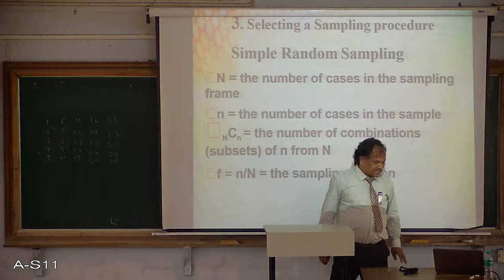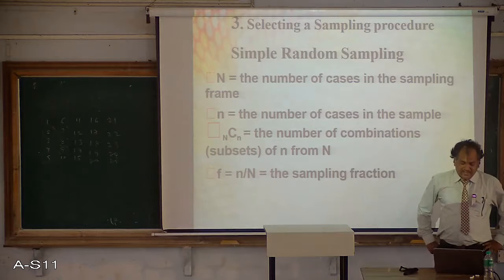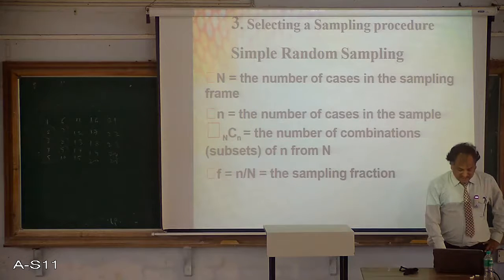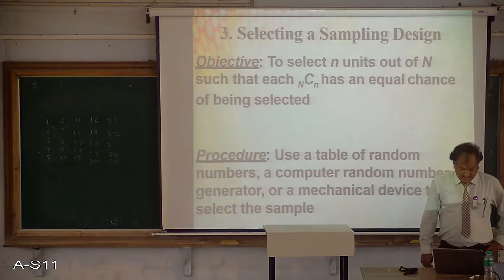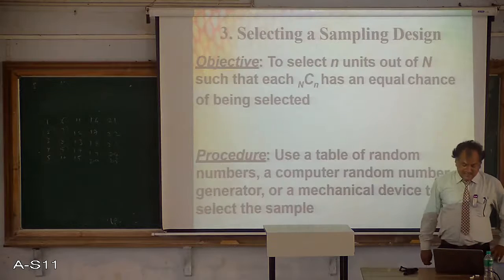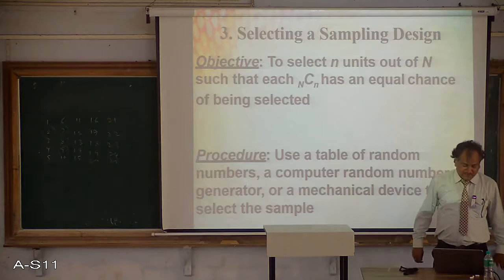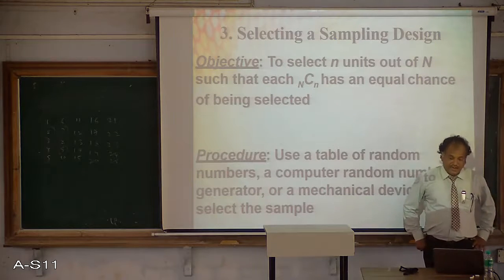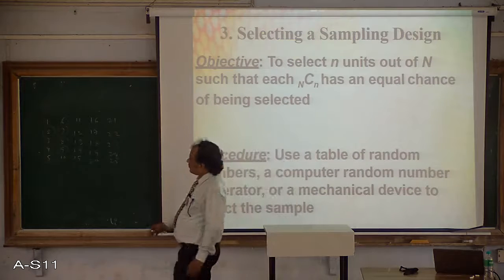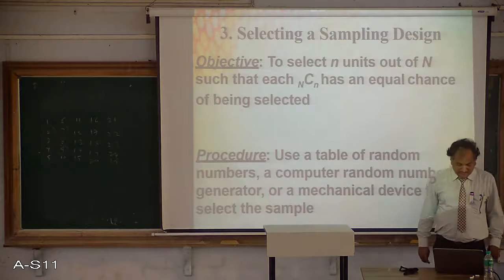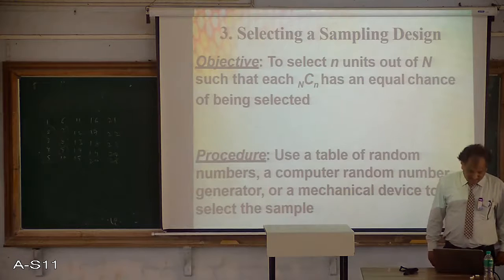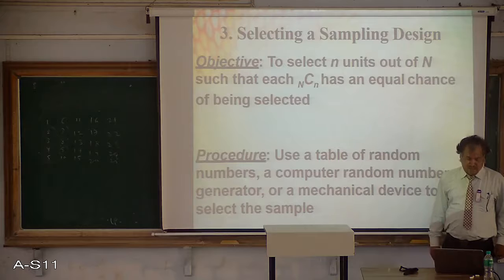So that's what we had discussed in the last class, that capital N stands for the number of cases in the sampling frame, and small n is the number of cases in the sample, and N combination n is the number of combinations or subsets of n from N, and the sampling fraction is calculated as small n divided by capital N. So the objective of simple random sampling is to select n units out of N. In this example, I have selected 4 units from 25. So that is going to give us the sampling fraction as 4 divided by 25, which comes out to be 0.16 or something like that.